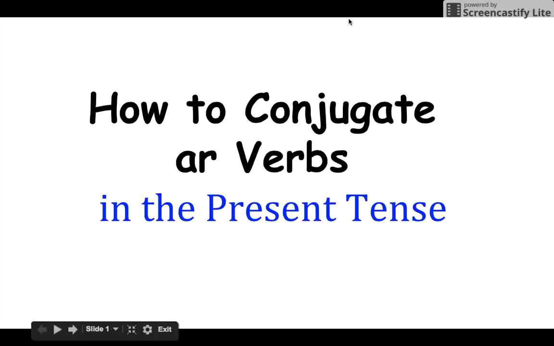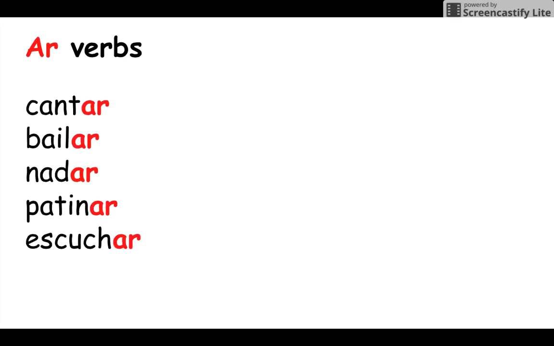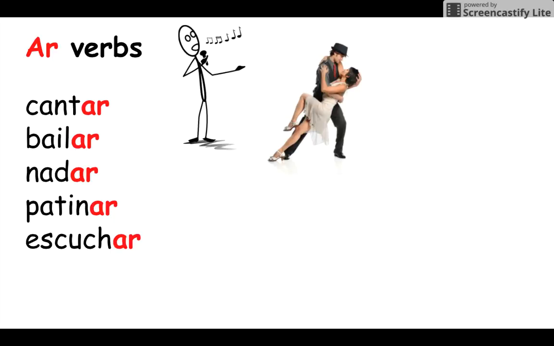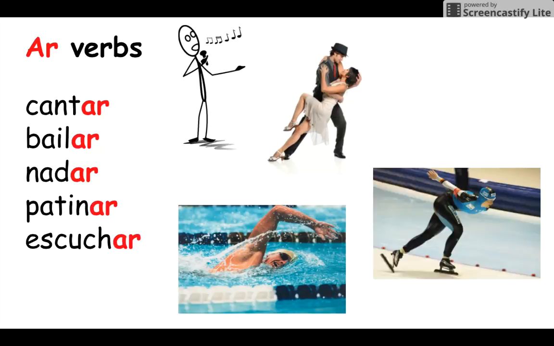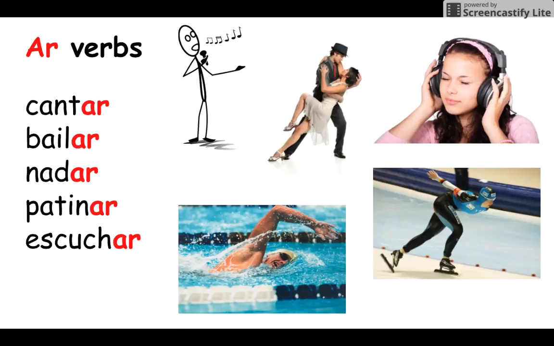We're going to learn how to conjugate verbs that end in AR in the present tense. So you might recall that all of the verbs that we've learned so far, most of them end in AR, and most of them refer to actions. For example, we've learned cantar, bailar, nadar, patinar, and escuchar. They are all actions and they all end in AR. So they are considered AR endings because they end in AR.